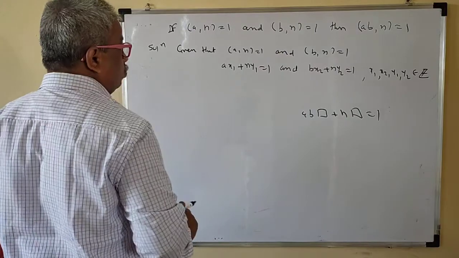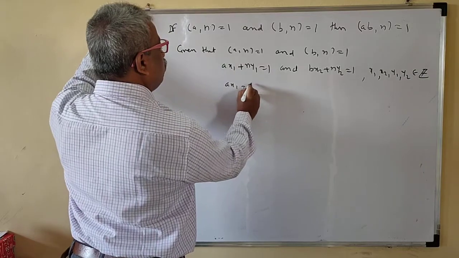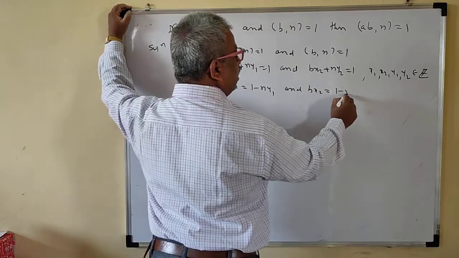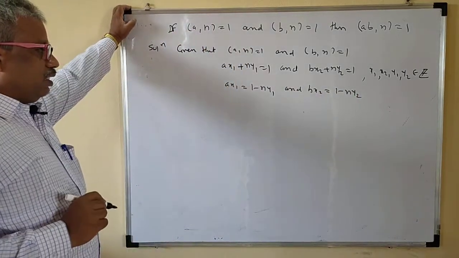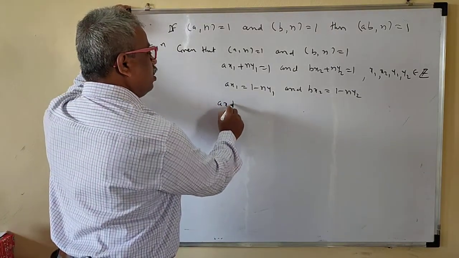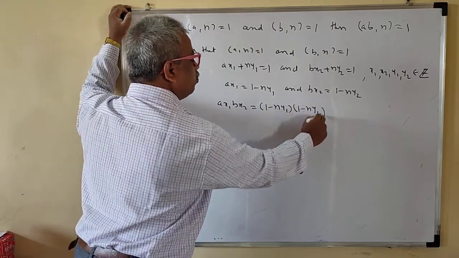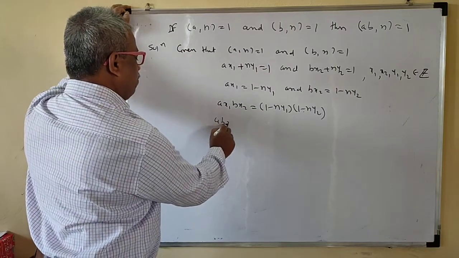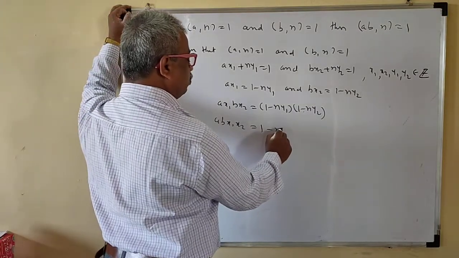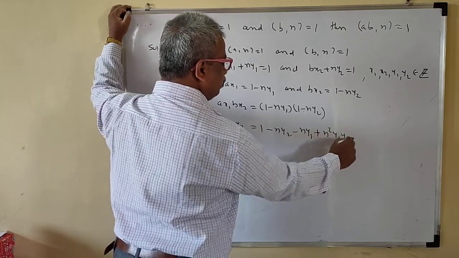See, what is this then? AX1 is equal to 1 minus NY1 and BX2 is equal to 1 minus NY2. Okay, I will do the product now. So AX1 times BX2 is 1 minus NY1 times 1 minus NY2 now. Okay, so do the product. This is AB X1 X2 is equal to 1, minus NY2, plus minus NY1, plus N square Y1 Y2.